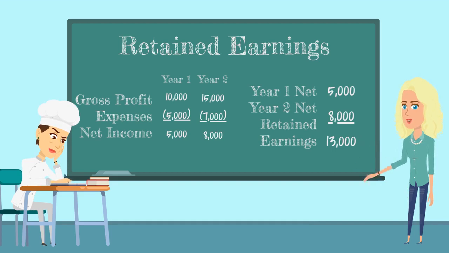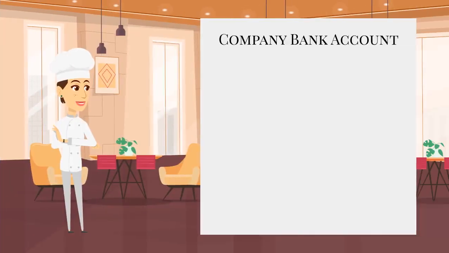income of $8,000. Well, since we're disregarding common and preferred stock, the total retained earnings after year 2 would be $5,000, plus $8,000, which is $13,000. Now, owner contributions and distributions are a little bit easier to understand.